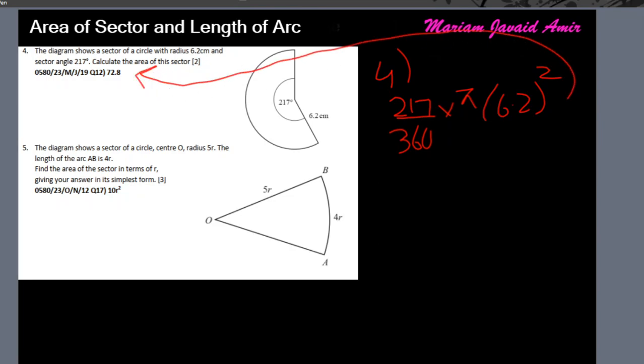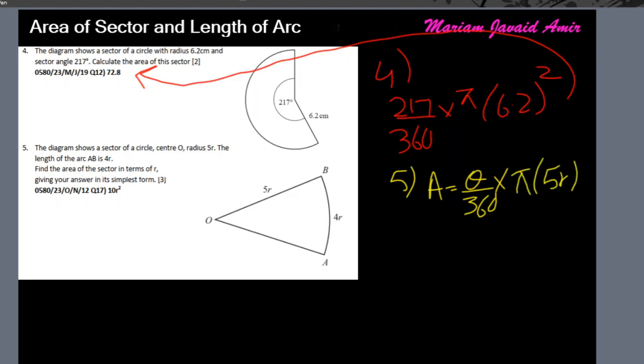Okay, question 5. The diagram shows a sector of a circle, center O, radius 5r, the length of arc is 4r. Find the area of the sector in terms of r, giving your answer in the simplest form. So first we probably need to find theta, and then we'll find the area of the sector in terms of r. Okay, so the formula for area is theta over 360 times pi r squared.